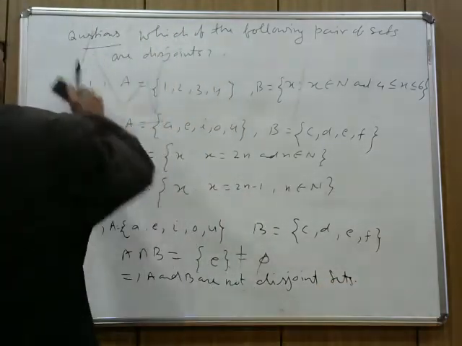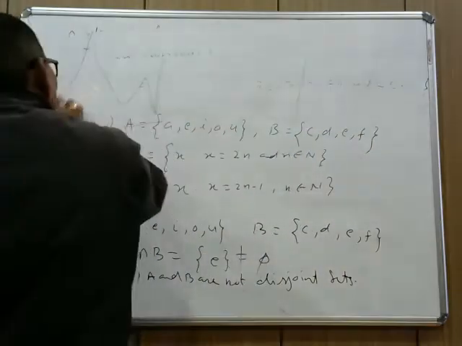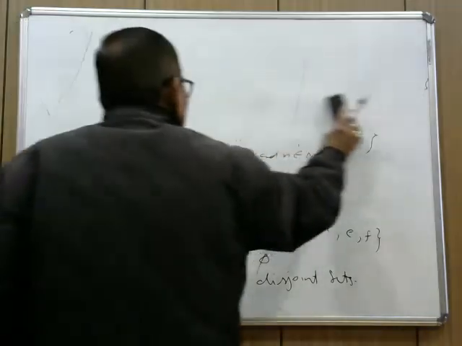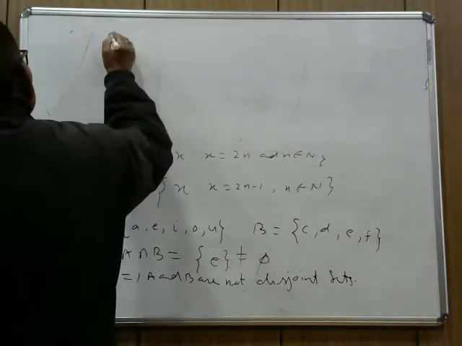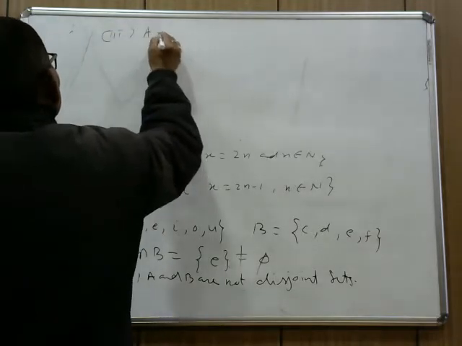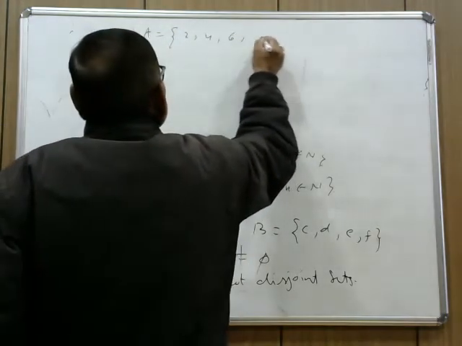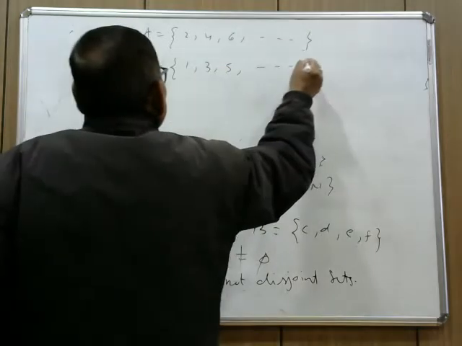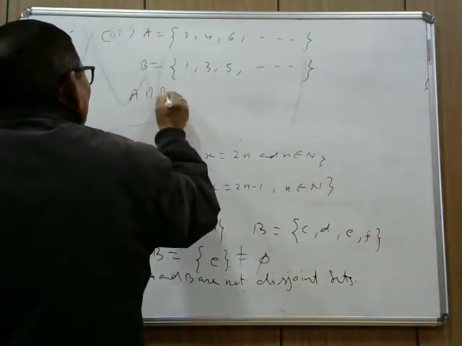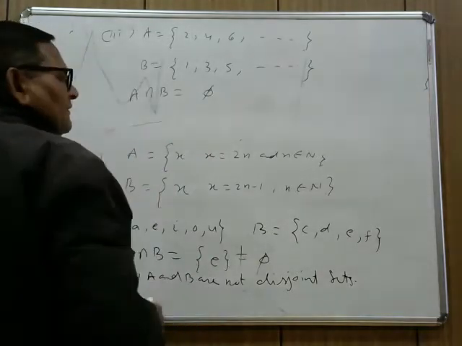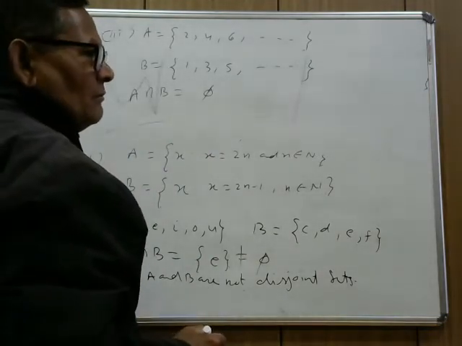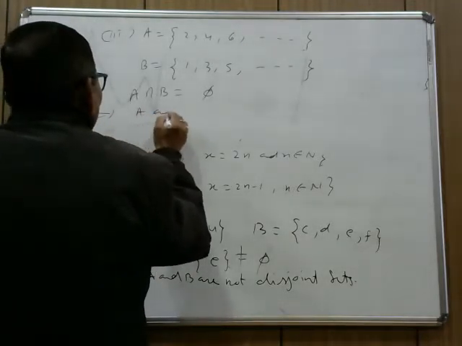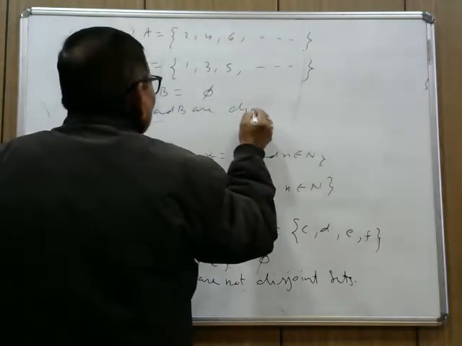Now, the third part. In the third question, set A is the set of even natural numbers 2, 4, 6 and so on. And set B is the set of odd natural numbers 1, 3, 5 and so on. They have no common element when you find their intersection. This is the null set. It means they are not overlapping. Not overlapping sets are disjoint. So this implies that A and B are disjoint.